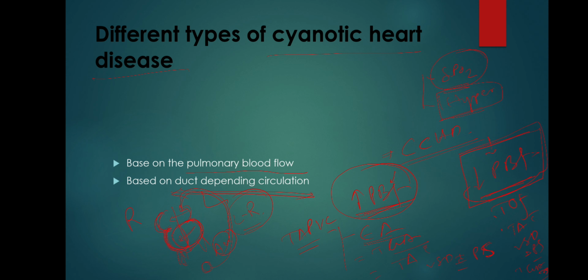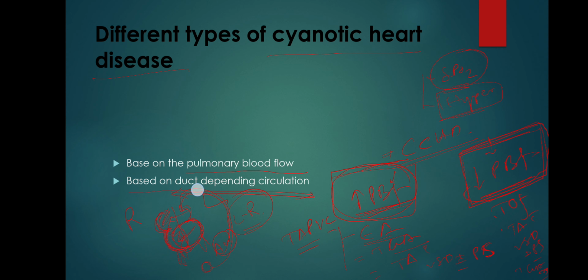Why is this important? Because if there is increased pulmonary blood flow, there is a chance of right heart failure, so we have to give diuretics to the child. And if the pulmonary blood flow is low, there is no need to give diuretics. Diuretics will harm the child.